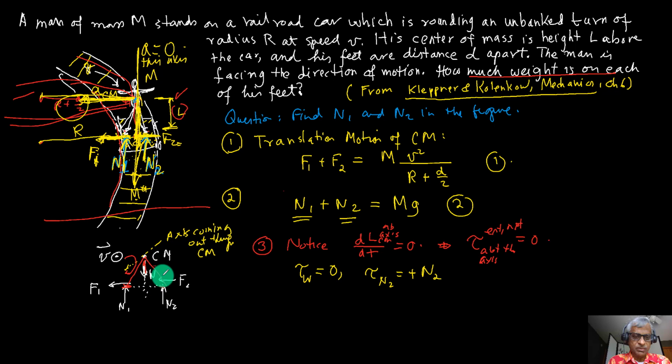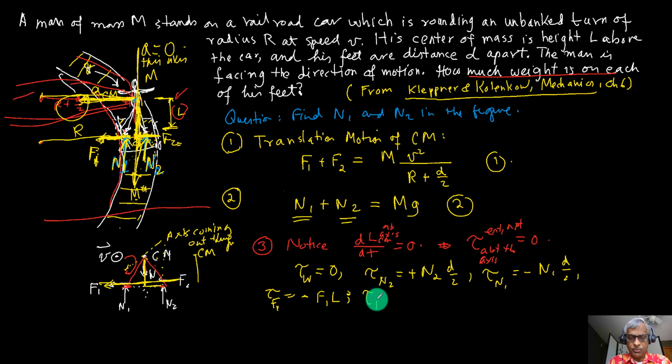N2 times the distance from this axis, which is just d over 2, and tau of N1 is minus, because it's going to be clockwise, so minus N1 d over 2. And then tau of F1 is, F1 and F2 are going to be the same distance, and it's going this way, clockwise, so minus F1 times this distance, which is L. From here, if I drop onto the axis for the F's acting, that distance is just L, and tau of F2 is minus F1 L.